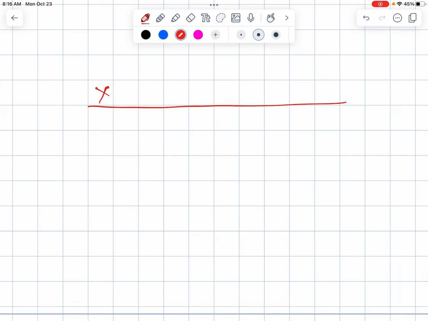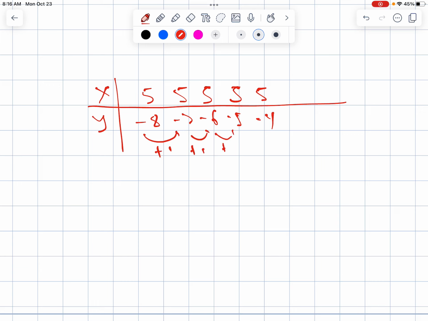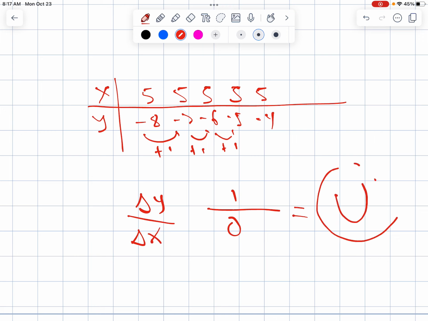Okay, what about this one? We got x, we got y, and now we'll do 5, 5, 5, 5, 5, and this is going to be negative 8, negative 7, negative 6, negative 5, negative 4. Okay, so find the slope on this one. Okay, you should say the slope is undefined because here I'm going up by 1, up by 1, up by 1, and the x value is 0. So each time my y value changes by 1, the x value doesn't change. 1 divided by 0 is undefined.